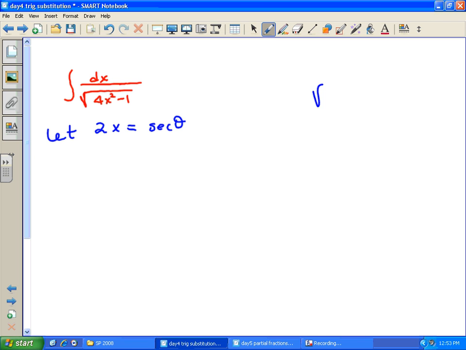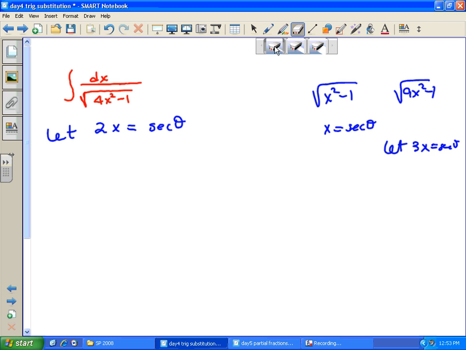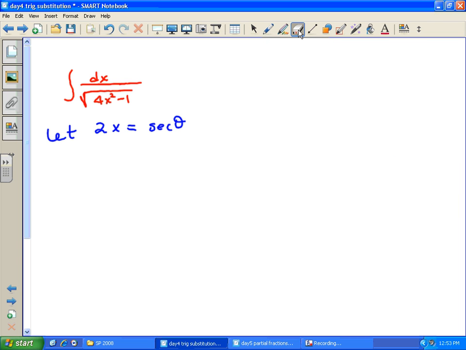If you had something like x squared minus 1, you would say let x be equal to secant theta. If you have 9x squared minus 1, what would you say then? Let 3x be equal to secant theta, etc. There are other ways of doing it, but I find that this makes it the easiest to reach the final answer. Okay, so with that, x is equal to 1/2 secant theta.